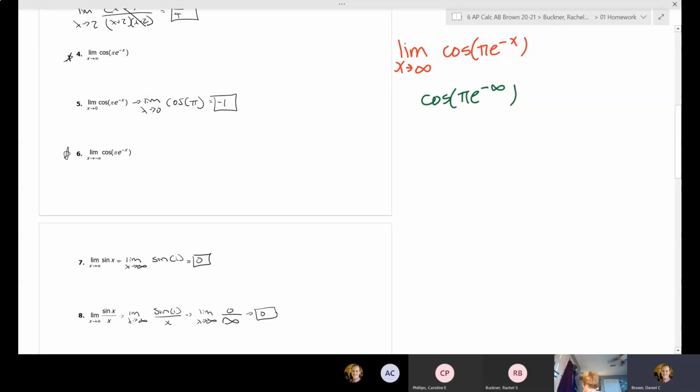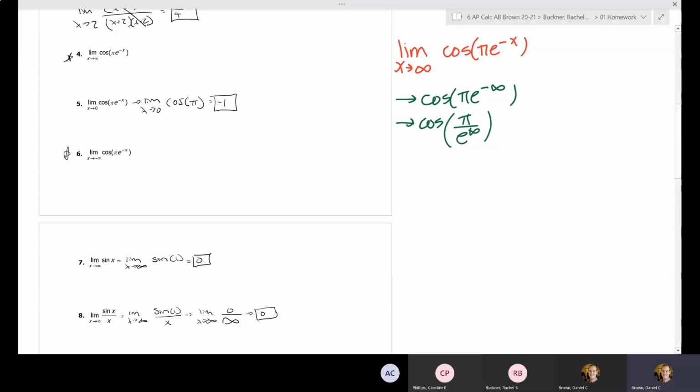When you're dealing with limits, negative numbers can be kind of hard to deal with. So what can you do to make that have a positive denominator? Let me say that again. What can you do to have a positive exponent? Make it a fraction. So you can rewrite it as the cosine of pi over e to the infinity, so it's now positive.